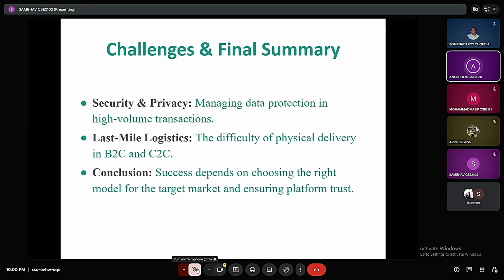So in the end, the success of e-commerce doesn't depend only on technology. It depends on choosing the right model for the right audience and building long-term trust. To conclude, e-commerce models are not fixed structures. They evolve with users, behavior, technology, and market needs.